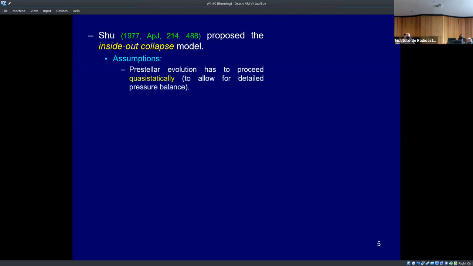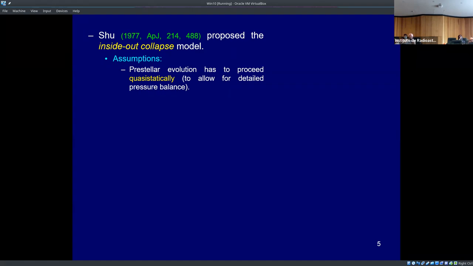And for doing this, he made a number of assumptions, because when you solve the equations, you need to make a few assumptions in order to set up your boundary conditions, to know which terms you can neglect, and so on. So the first assumption he made was that the prestellar evolution had to occur quasi-statically. Why did he assume this? Because he noted already that the density profiles in simulations, and I don't know if at that time we had enough observations, but certainly in early simulations, for example by Larson, had an r to the minus 2 density profile, at least in the envelope of the core.